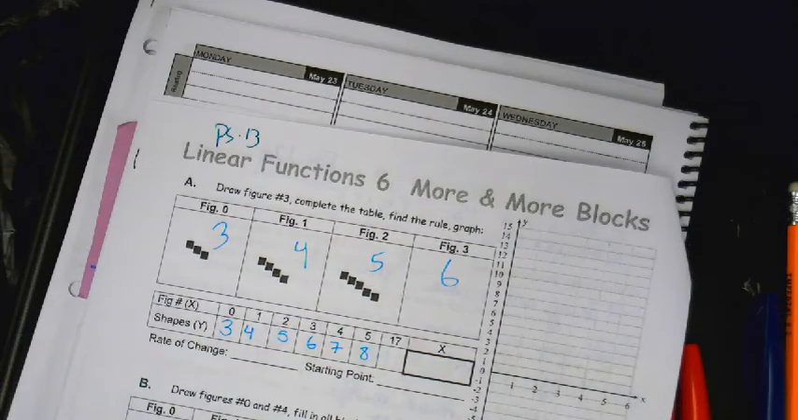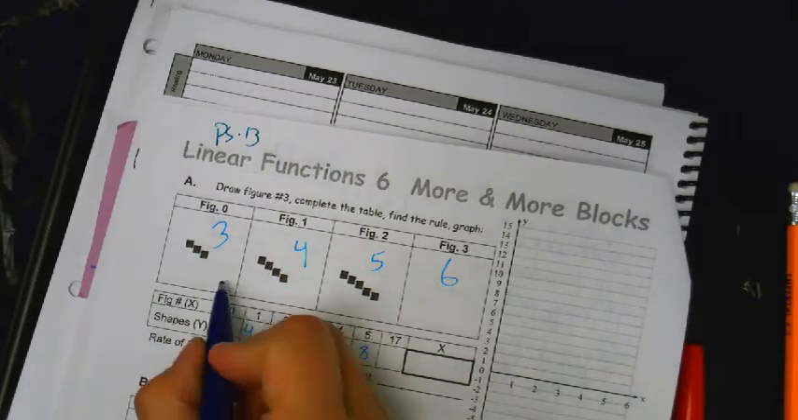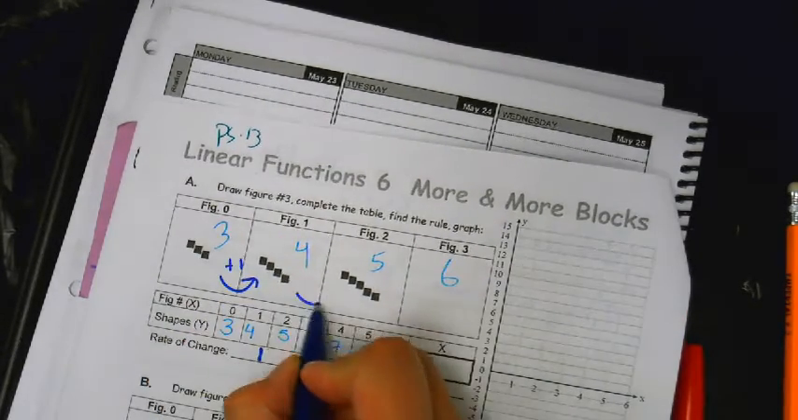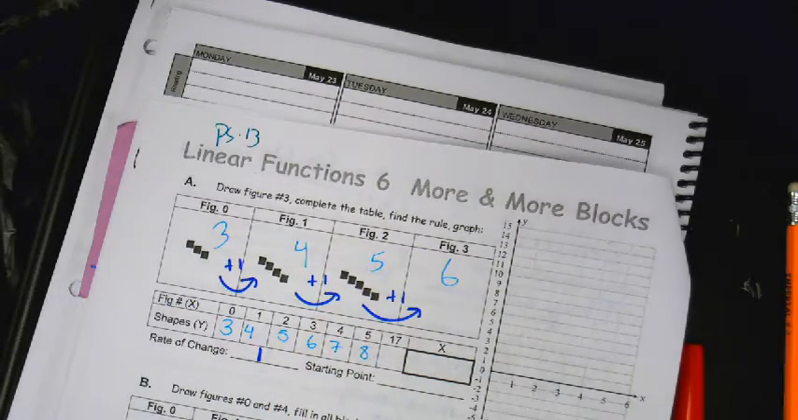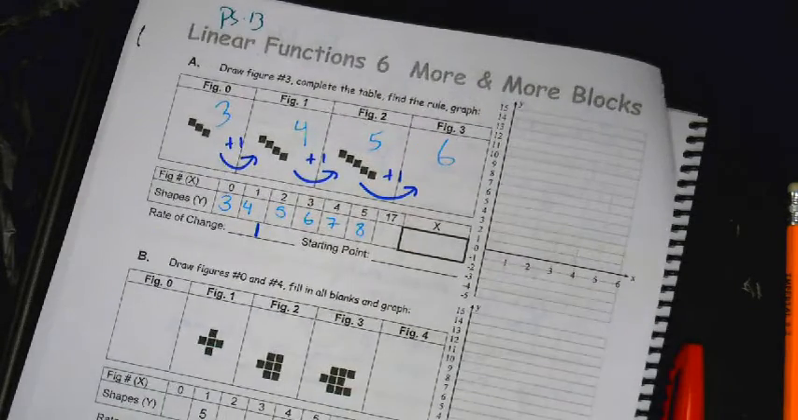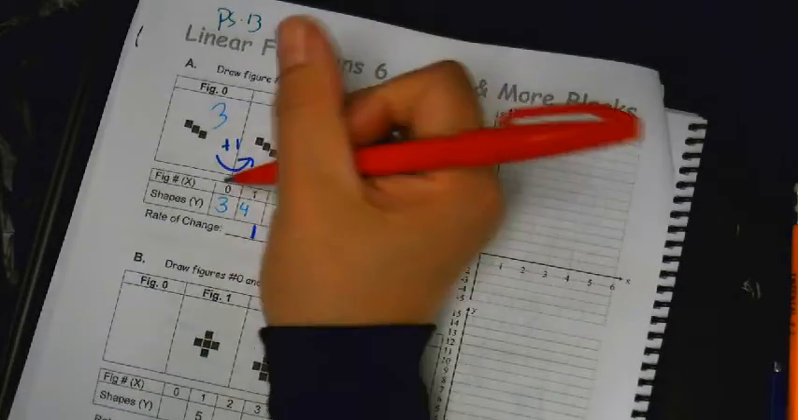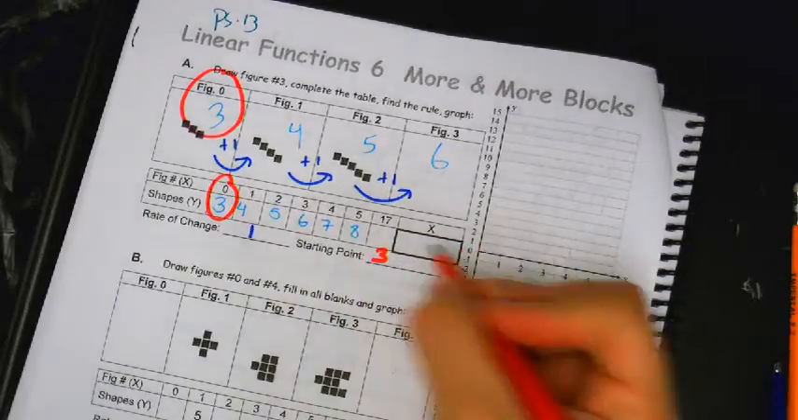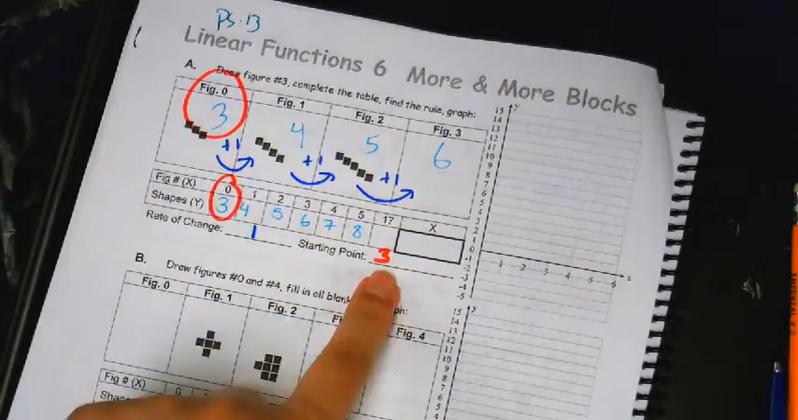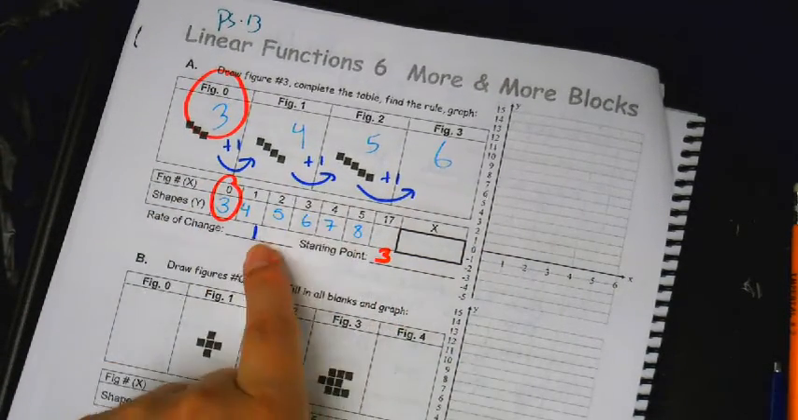So what's my rate of change? 1. How do I know it's 1? We're adding 1. Right? And that translates into your rate of change. What is my starting point? 3, because figure 0 is 3. So this number, the 3, goes there. The plus 1 plus 1 plus 1 goes there.